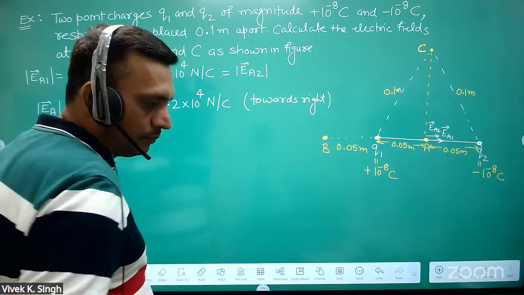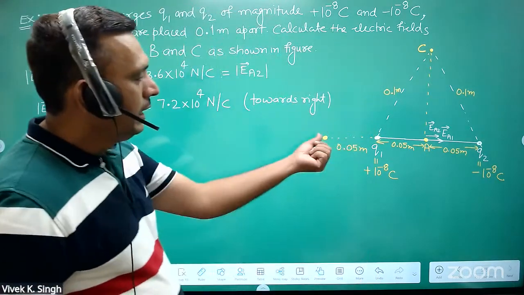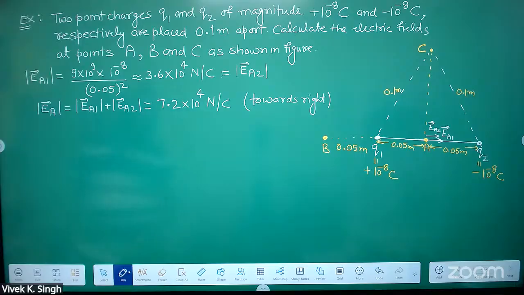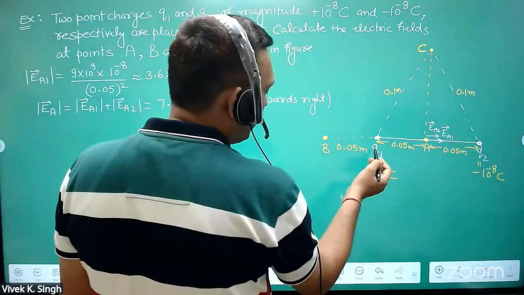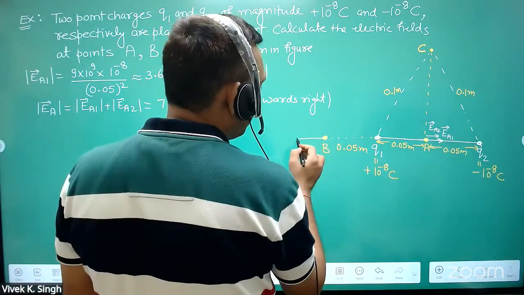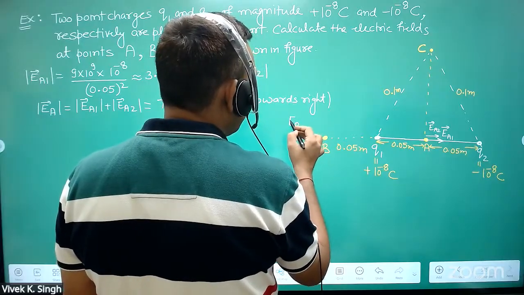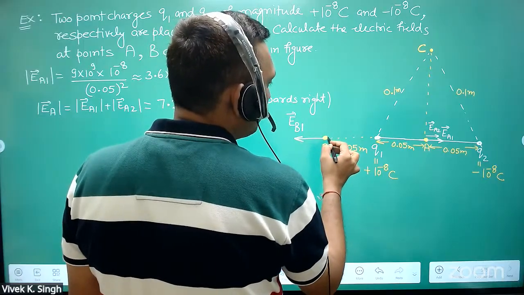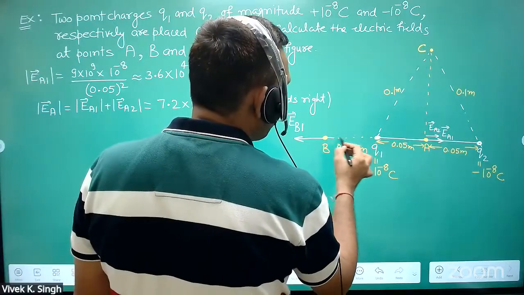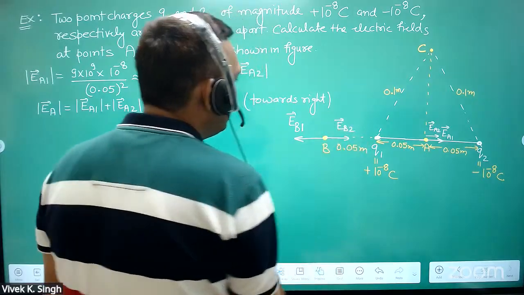Now find at B. In the same way, let's calculate at B. Let's find field at B. So due to Q1, which is positive, this will be the direction. This is EB1. And what will be EB2? It will be towards this side. EB2. And then you have to see the resultant.